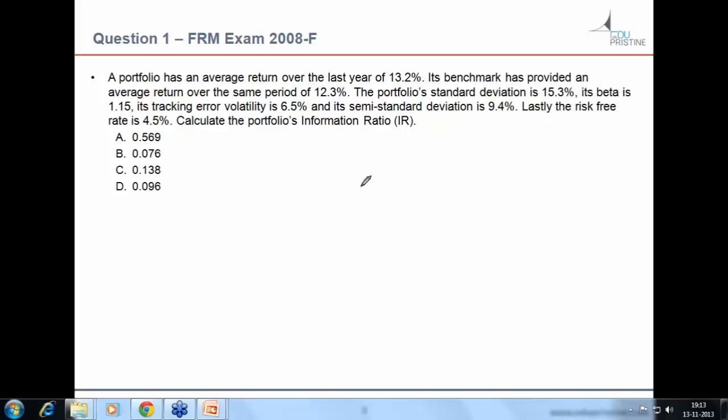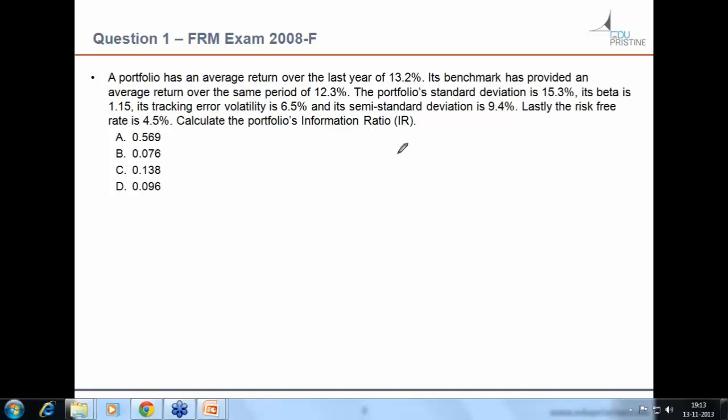So let's start. Okay, I have taken some important questions where generally students make mistakes which are scoring, but students tend to make mistakes. I'll just take up some of the questions. You see here on the screen there is a question that says a portfolio has an average return over the last year of 13.2%. The benchmark has provided an average return over the same period of 12.3%. The portfolio standard deviation is 15.3%, its beta is 1.15, its tracking error volatility is 6.5, semi-standard deviation is 9.4, and lastly the risk-free rate is 4.